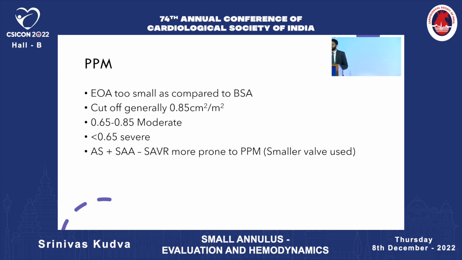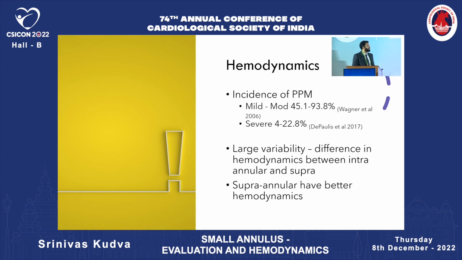The most common complication when it comes to a small aortic annulus is a patient prosthesis mismatch. Now, if the effective orifice area as compared to the body surface area is less than 0.8, if it is 0.65 to 0.85, it is a moderate patient prosthesis mismatch. Less than 0.65 is severe. Now, you need to realize that patients who undergo a surgical repair are more prone to patient prosthesis mismatch, especially because a smaller valve is used. So a lot of surgeons don't actually do an aortic root enlargement, and that is where the issue occurs.